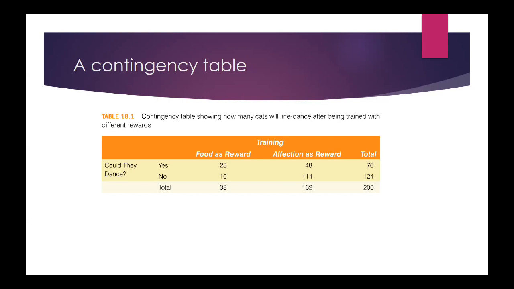And we had 48 that danced when they had affection as a reward, 114 that did not. So just at an eye's glance, and I always do this in my contingency tables just to see if I can make logical sense of the data. What we can see here is most likely food has a positive effect on them dancing, because there's more that dance with food as a reward than not, whereas affection probably doesn't have that big of an impact because we saw more that did not dance than did dance when they had affection as a reward.